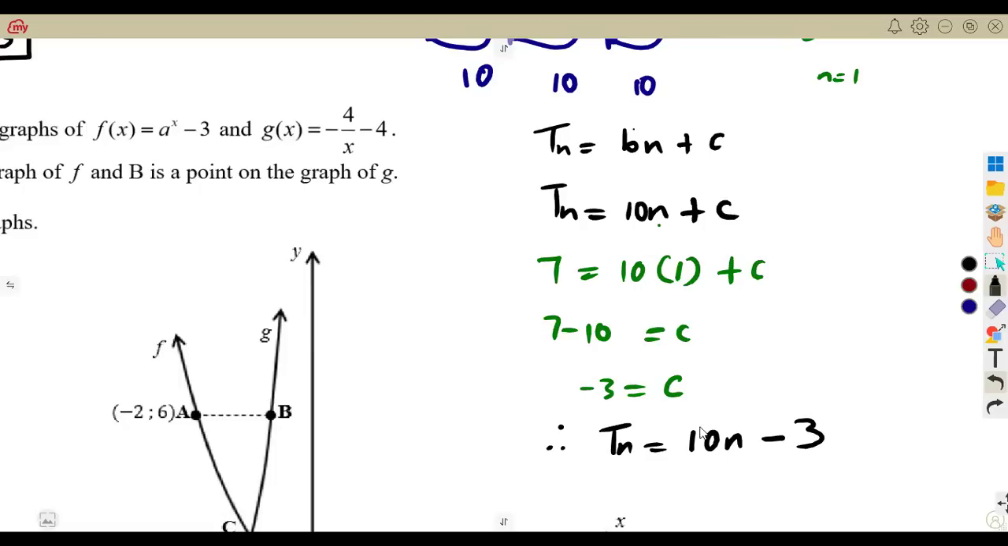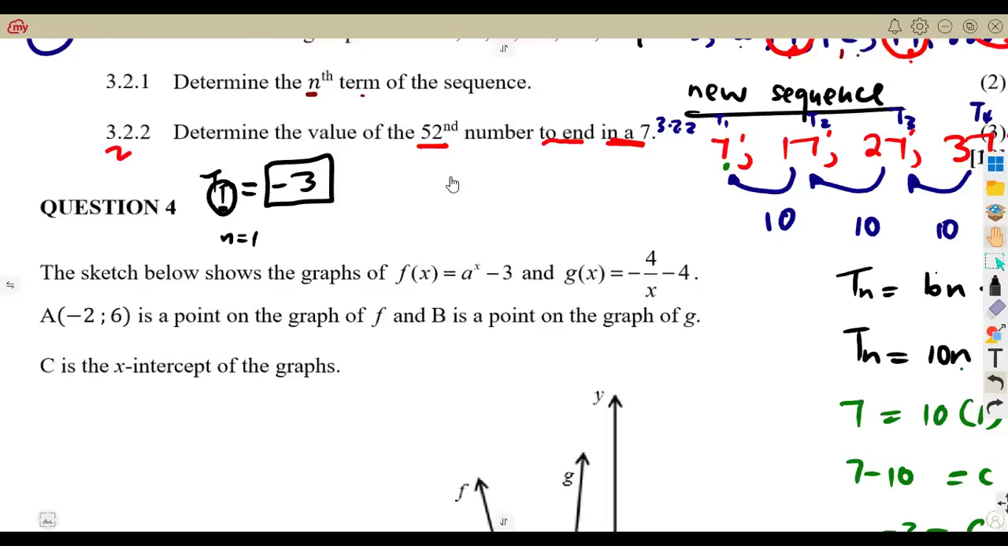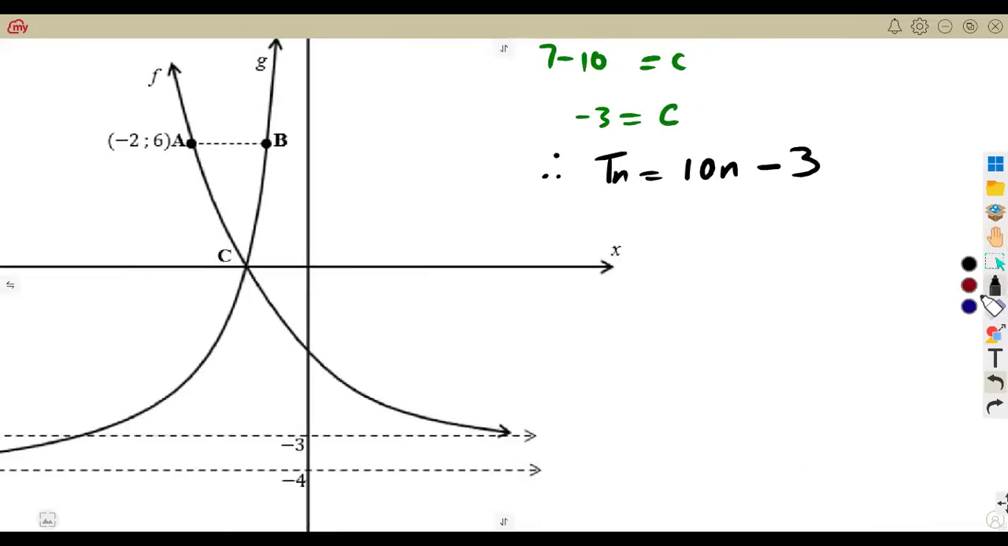This is the new Tn to be used to find the 52nd number of this sequence, which ends in a 7. So what is T52? That is our question now. What is T52? In place of n is now 52. 10 times 52 minus 3. The answer is also supposed to end with a 7. So that was going to give us 517.